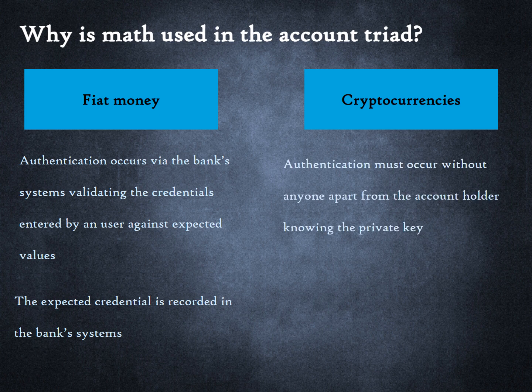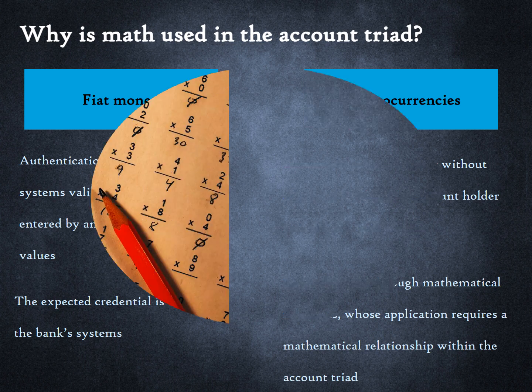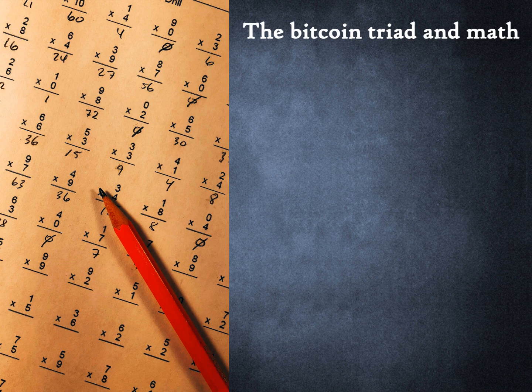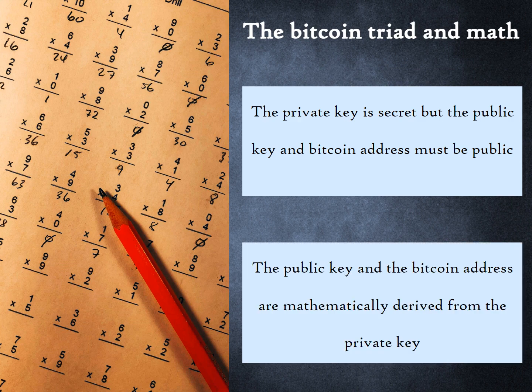But in cryptocurrency ecosystem design, authentication must occur without anyone, except the account holder, knowing the private key. This is feasible through mathematical functions, whose application requires a mathematical relationship within the account triad. Now, let us carefully look at these two statements. First, the private key is secret but the public key and Bitcoin address must be public. Second, the public key and the Bitcoin address are mathematically derived from the private key. Next, we will see why these two statements, on the surface, create a contradiction.